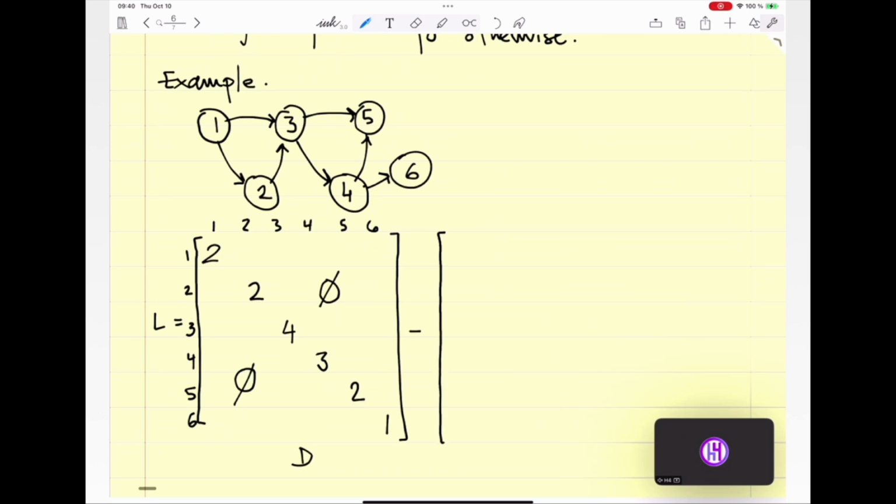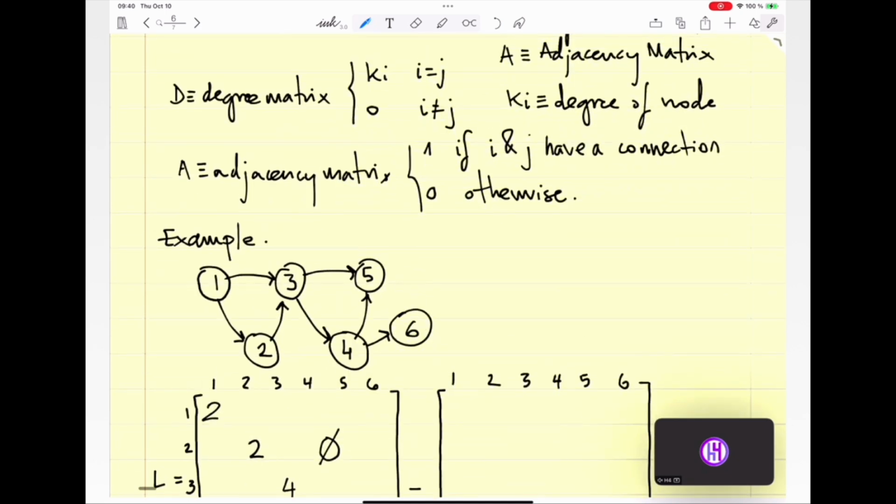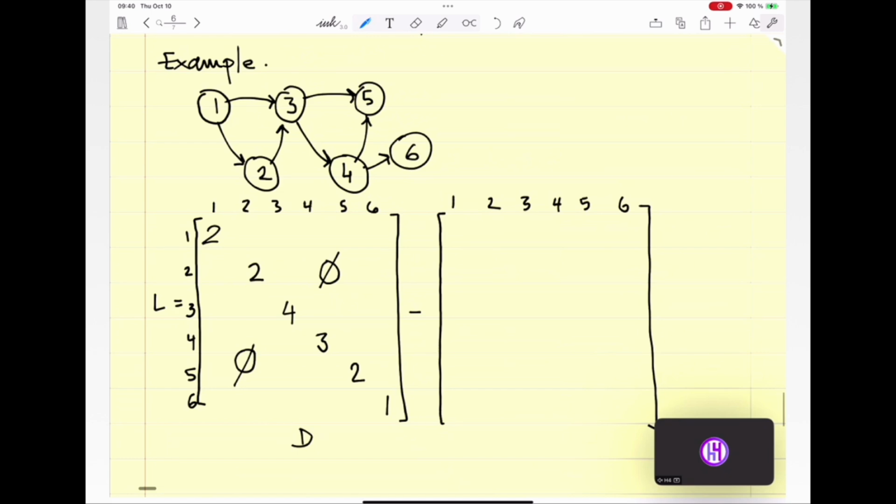Here we do the same. 1, 2, 3, 4, 5, and 6. Of course, you can do it also without the help of the little numbers, but I do it because it helps me not get lost. So 1 with 1 has no relation. It has a 1 if i and j have a connection and 0 otherwise. So here we have a 0 because 1 doesn't have a connection with 1. We have a 1 because 1 has a connection to 2. We have a 1 because 1 has a connection to 3. We have no connection between 1 and 4, 1 and 5, or 1 and 6. Okay?